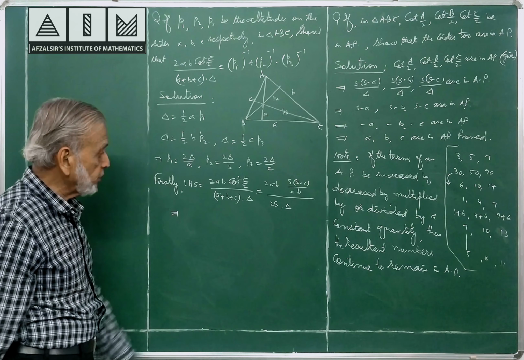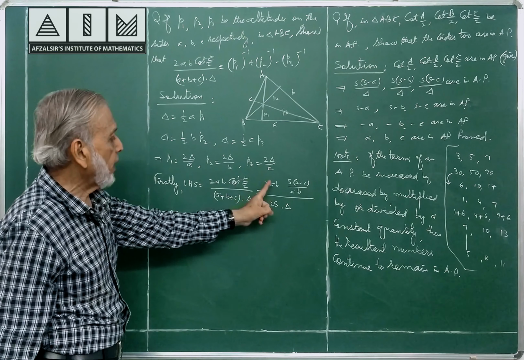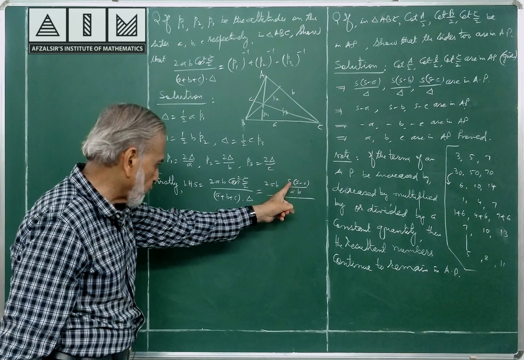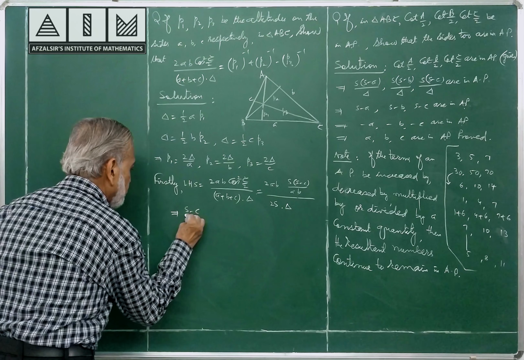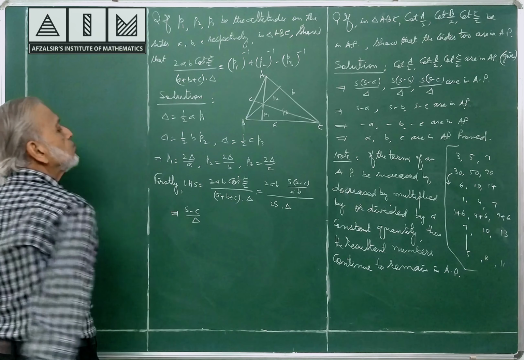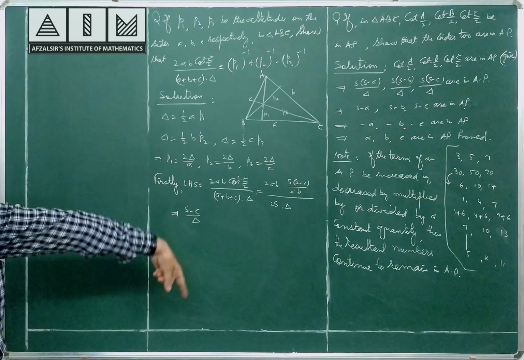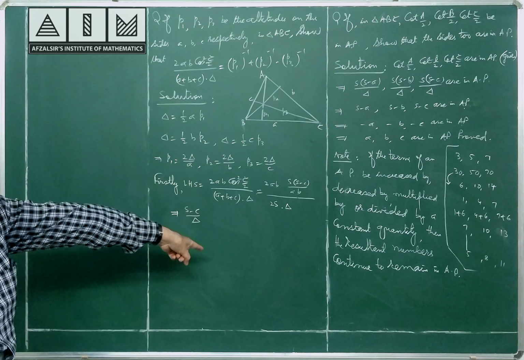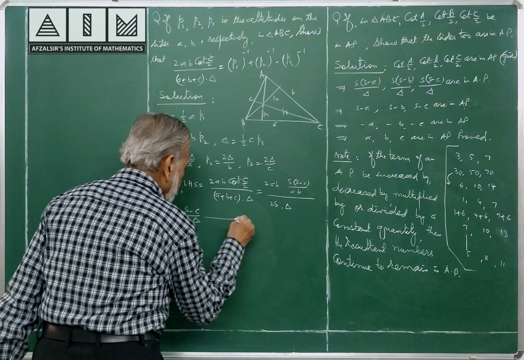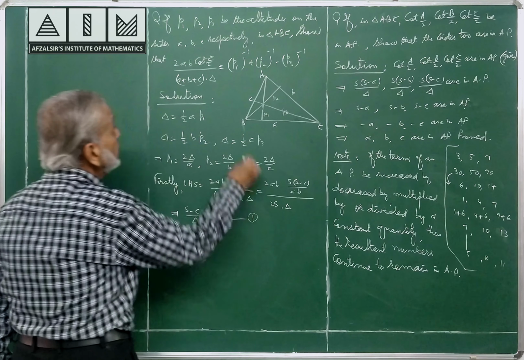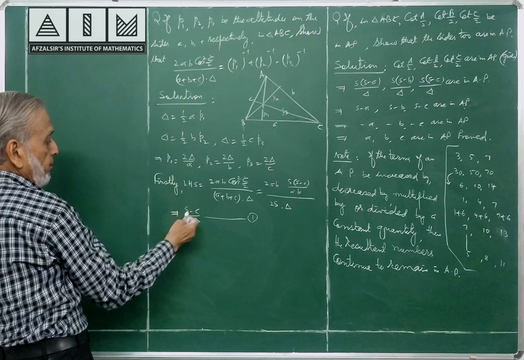Shall we do some cancellations? 2 will cancel this 2, AB will cancel this AB, S will cancel this S, and you have simply S minus C by delta left out. Check up. 2 is cancelled, AB is cancelled, S also is cancelled. S minus C by delta left out. This is the simplification of the first part, 2AB cos square C by 2 by A plus B plus C, delta.